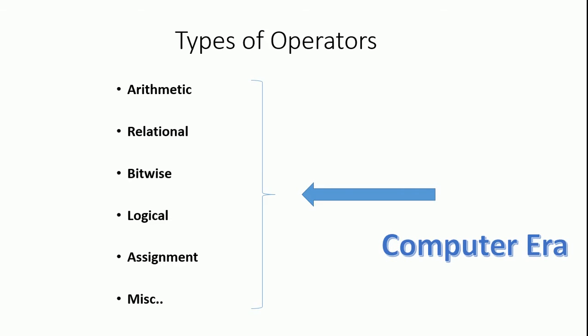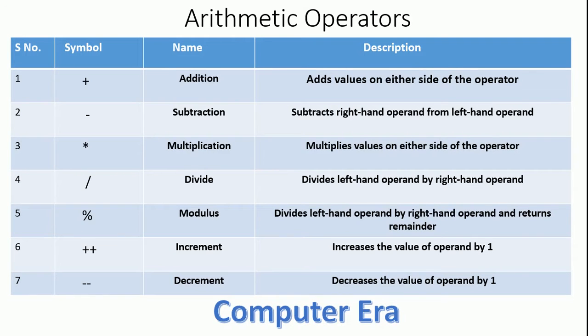When you look at the operators, there are arithmetic, relational, bitwise, logical, assignment, and miscellaneous. We'll see each and every operator and the number of operators they have, and we'll also see their programming concept and programming implementation. So let's see the first one, that is arithmetic operators.